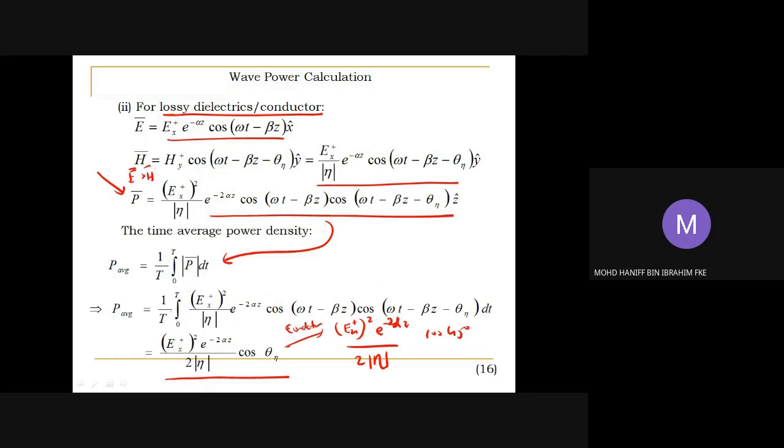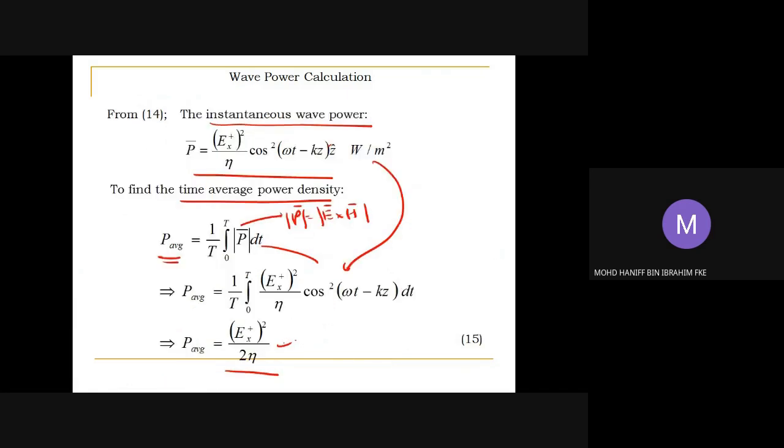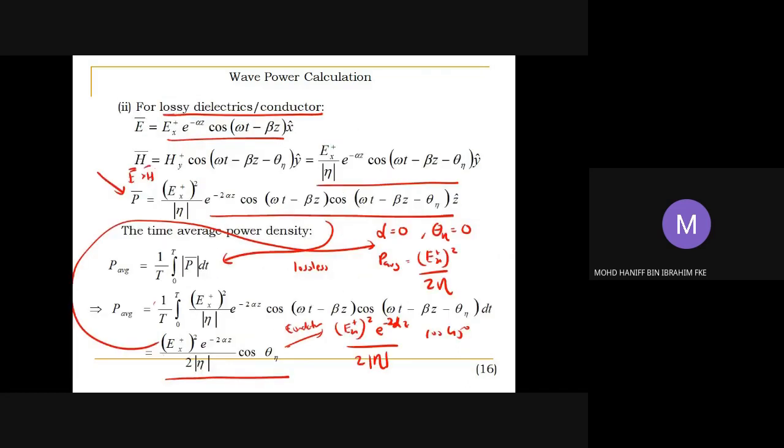This equation can also be used to calculate the average power for a lossless medium, because for a lossless medium we have learned that alpha is equal to 0, and theta is also equal to 0. So for the lossless medium, the equation simplifies to average power equals the amplitude of the E field squared divided by 2 times the impedance value, which is similar to what we obtained in the previous slide.